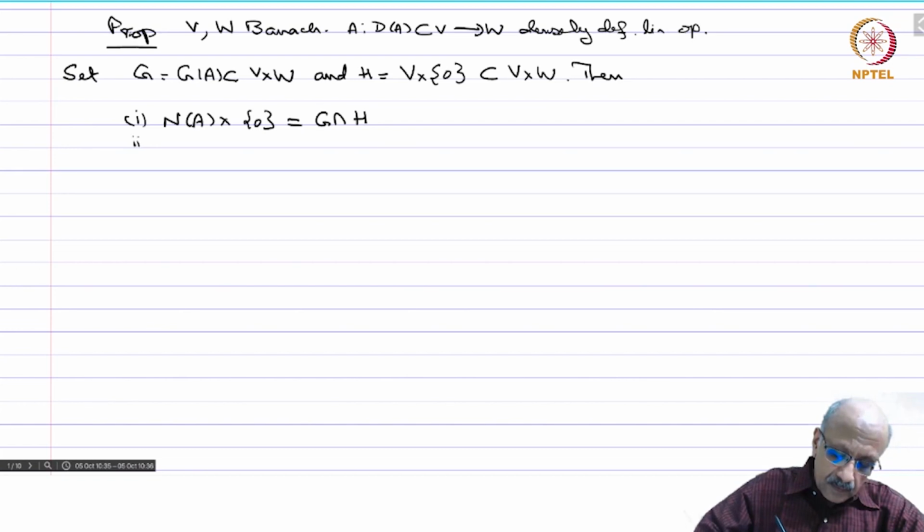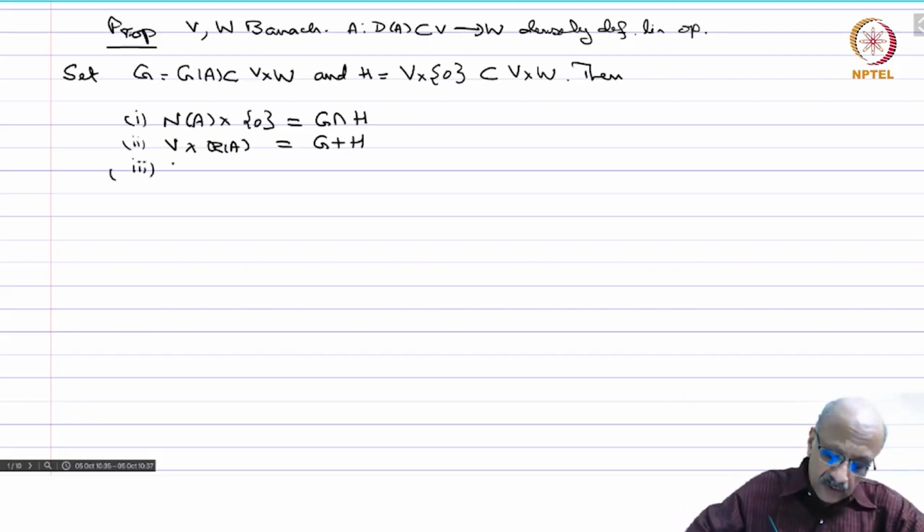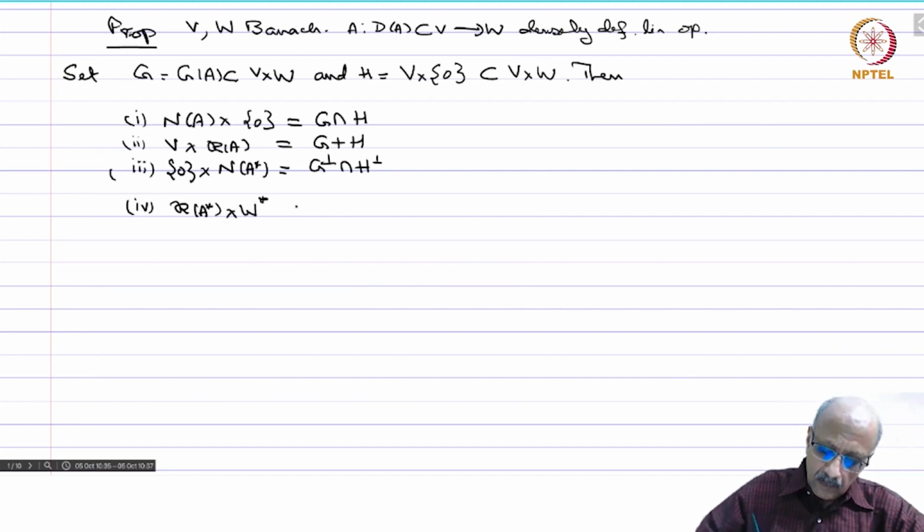2: V cross the range of A equals G plus H. 3: 0 cross N of A star equals G perp intersection H perp. And 4: range of A star cross W star equals G perp plus H perp.